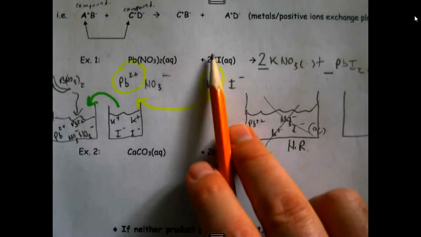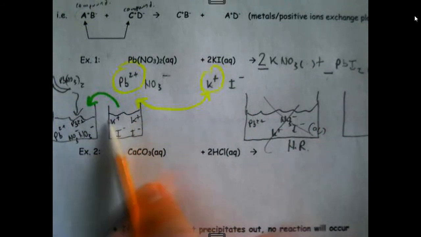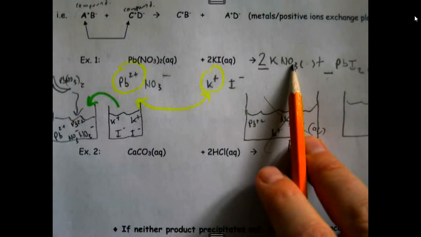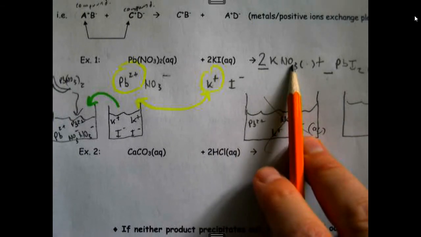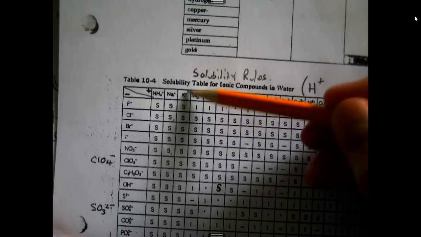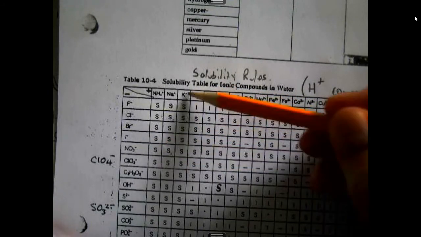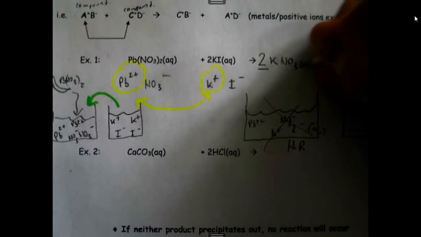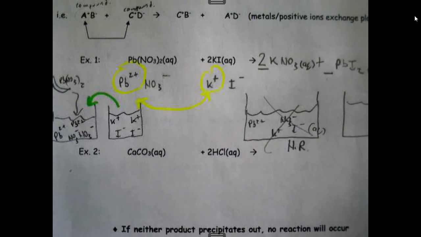We have two solutions that are mixed together with their ions coming together. We want to see if there's any sort of precipitate that forms, and we're going to use a solubility table to do that. So this is K plus and NO3 minus. So we're going to go down and we're going to look for NO3 minus. These two things come together and we get an S, which means it's soluble. So then we place AQ. Then we're going to look for the PbI2.